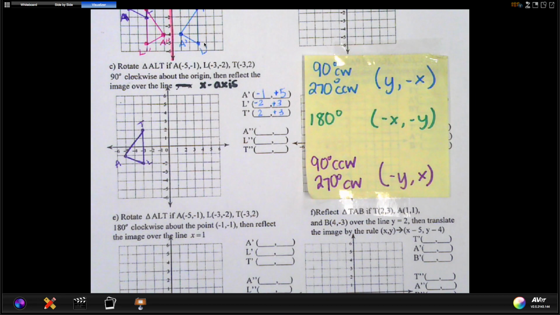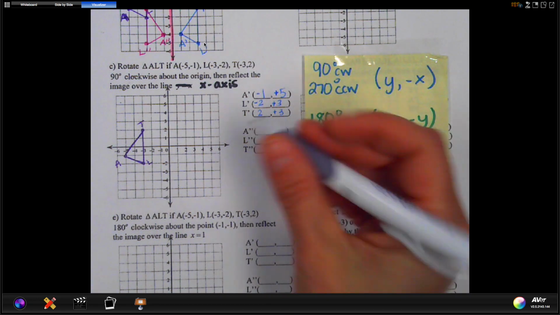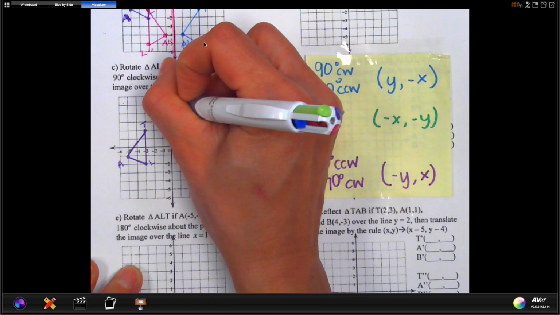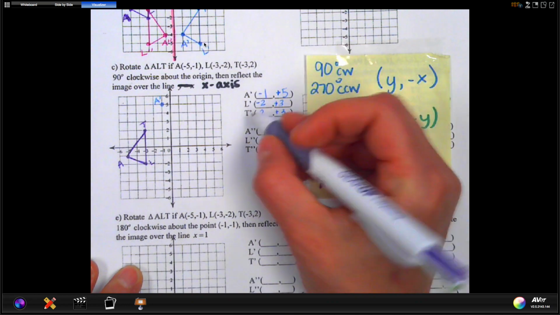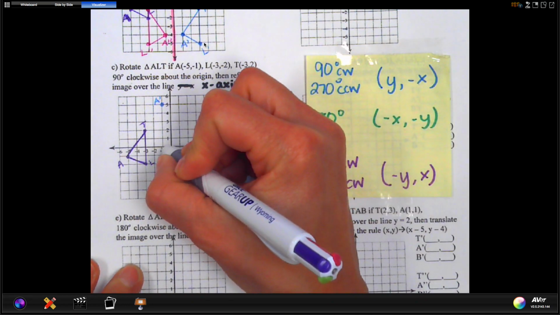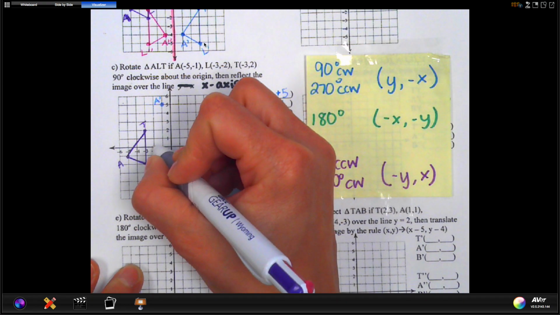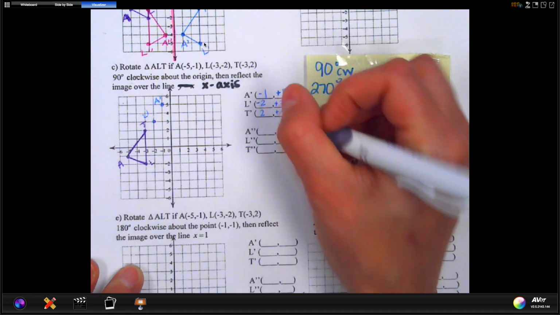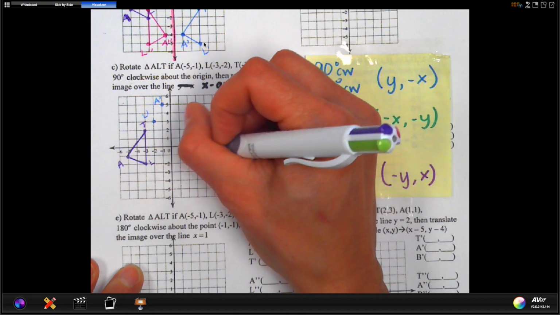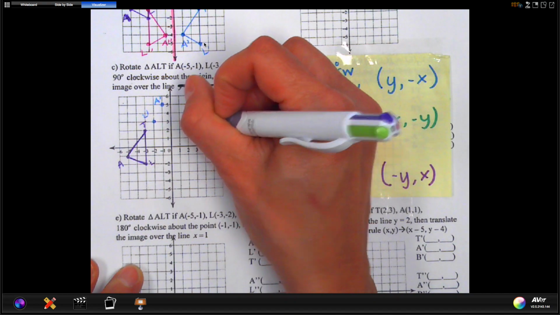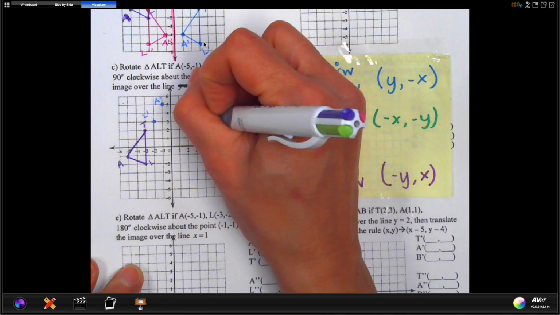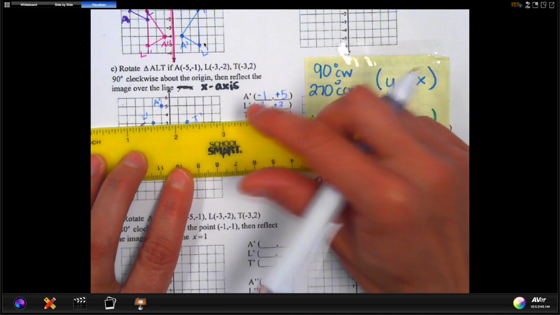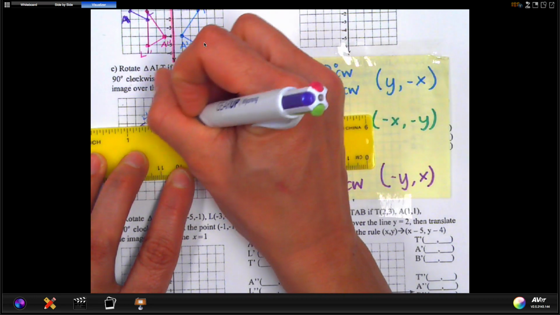Now we can put that on our graph. So -1, +5 would be left 1 and up 5. That's going to be our A prime. Okay, -2, +3 means left 2 and then up 3. Okay, and there's our L prime. And then finally, +2, +3 means right 2, up 3. And here is our T prime. Okay, so let's go ahead and connect those. And so our first part of our sequence is complete.